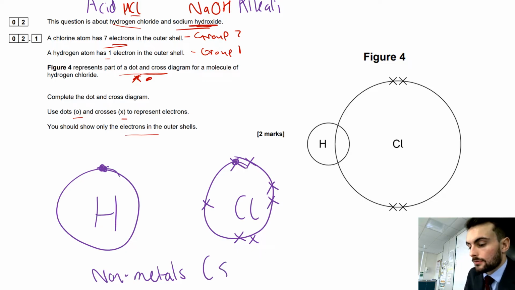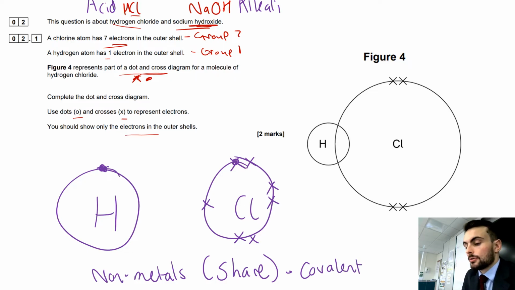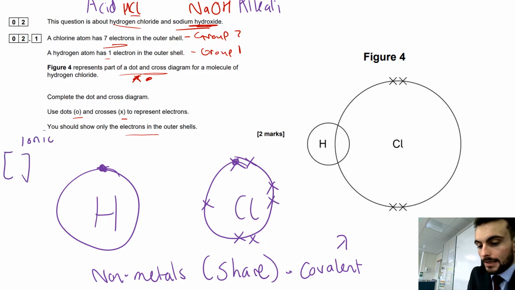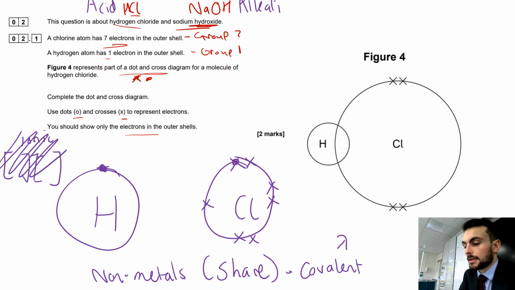Therefore, what do they do? They will share electrons, because if it's both non-metals, what kind of bonding is it? It's covalent. Okay, we've been given the clue as well for the diagram that we need to do, because if it's ionic, that's the one with the brackets and the charges, but there's no brackets on there. It gives you the clue that it's not that one, so we know it's not going to be that.